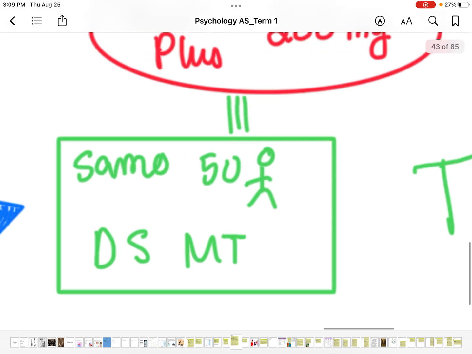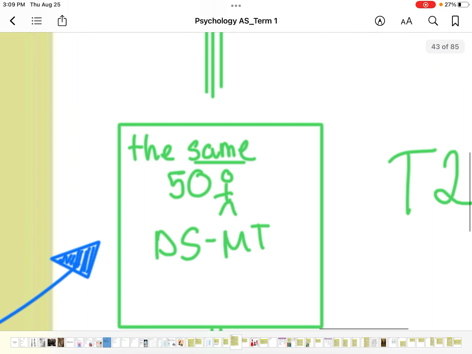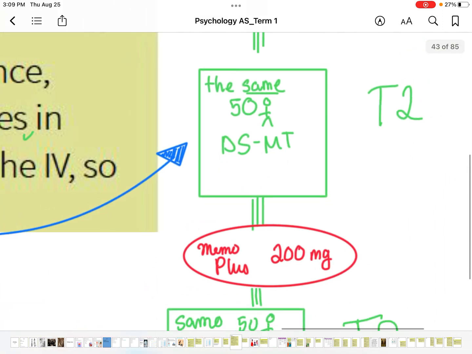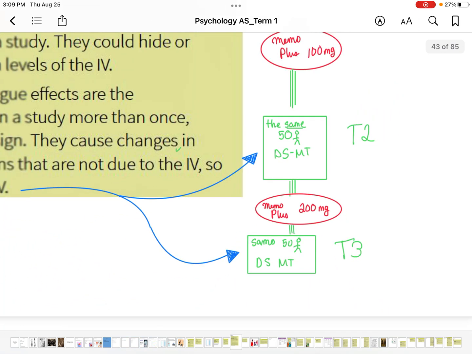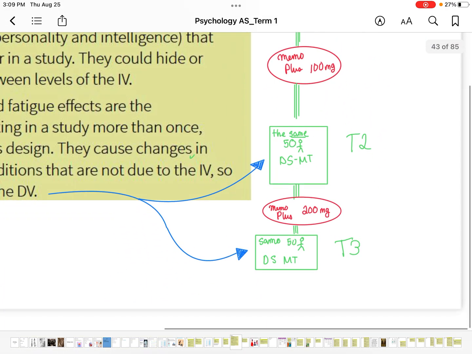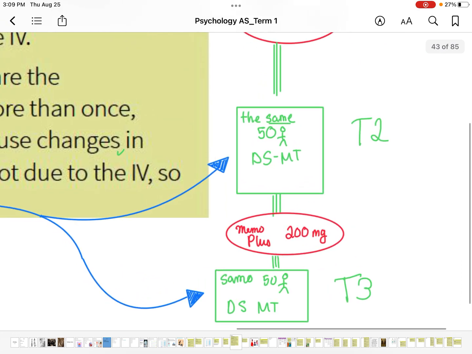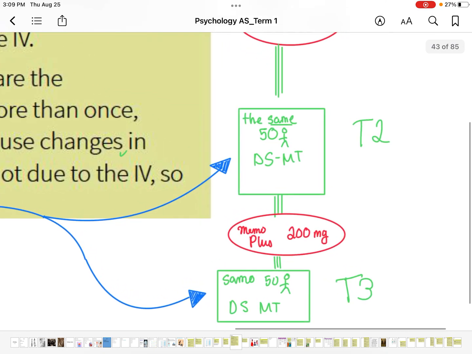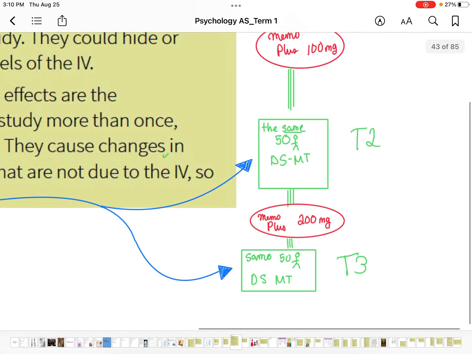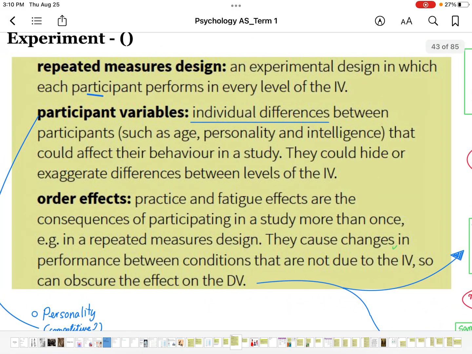Okay, now it's the same 50 persons, and they will take the test and you find out if their scores improved or stayed the same. If it's the same, maybe it doesn't matter if it's 100 or 200 milligrams, because it's effective either way. But if it is the same for all, for treatment 1, treatment 2, and treatment 3, then there's no effect, unfortunately, or there's a placebo effect rather, right? Okay, so maybe that's it.